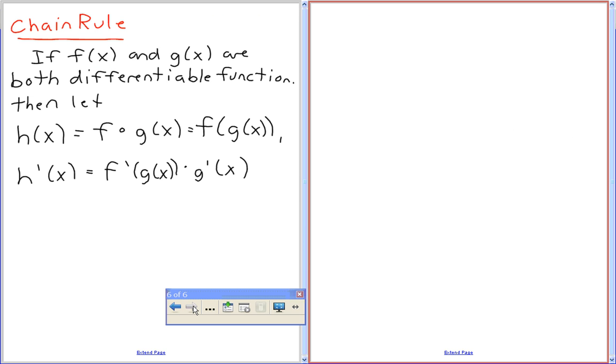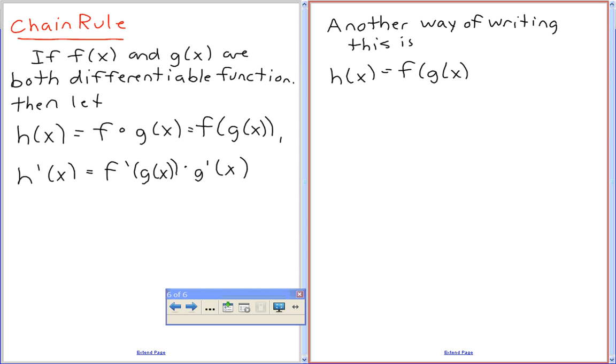Another way of writing this is, and this is easier for me to do: h of x equals f of g of x. Let u equal g of x. This is sort of important. This is how I remember this from 20 years ago.